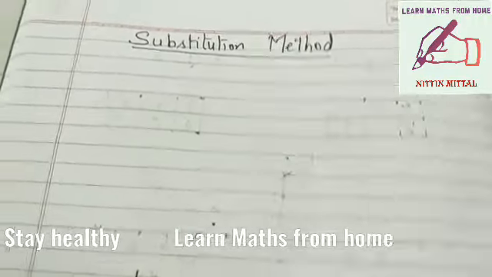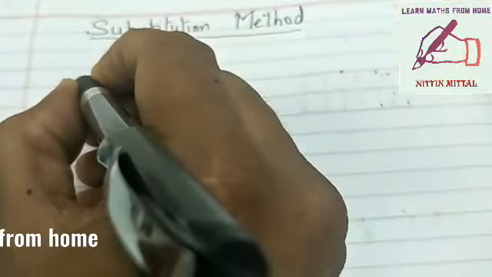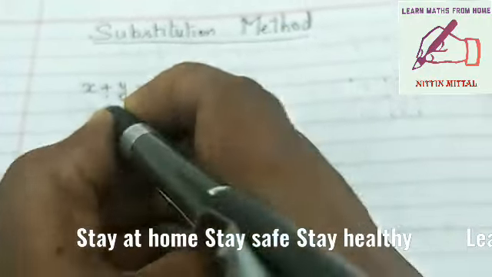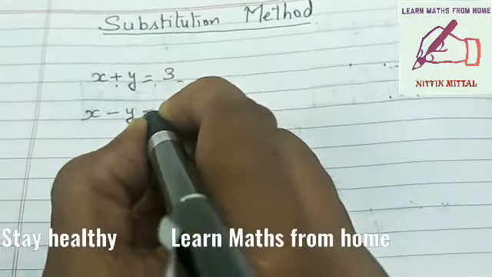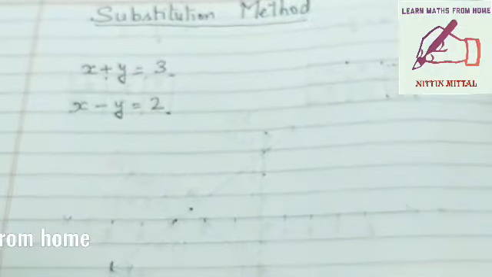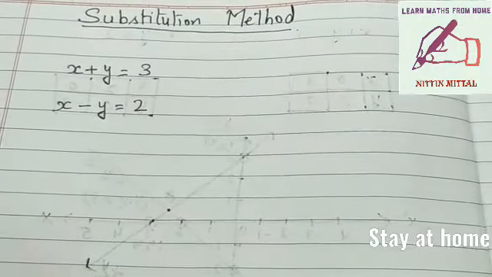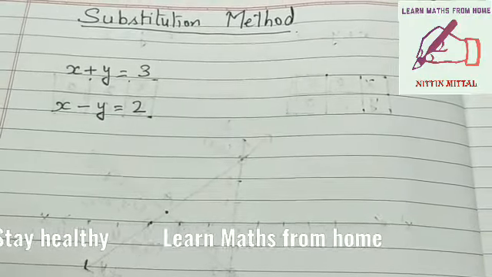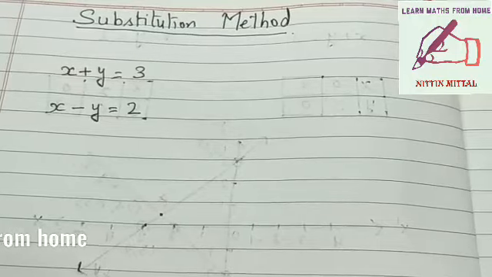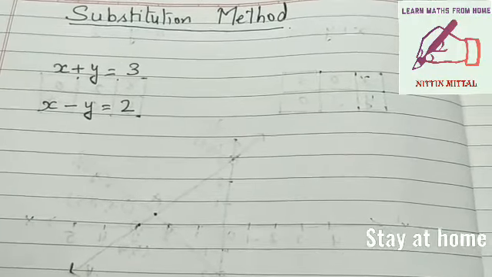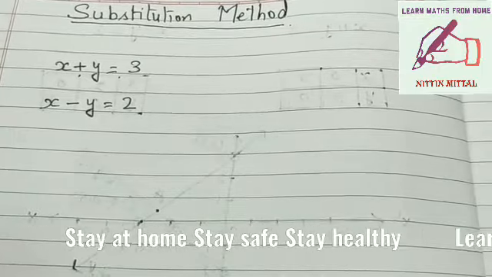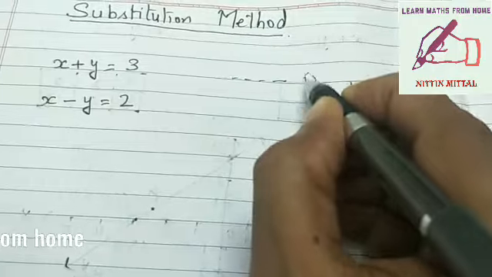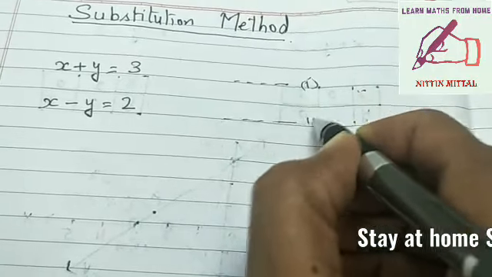So let us take one example. I will take the same example, x plus y equal to 3, x minus y equal to 2. Just now we have done the graph method in which we have seen this pair of equations. So let us do these equations only for the substitution method. Now what we are supposed to do in this method, step number 1, this is equation 1 and it is equation 2.